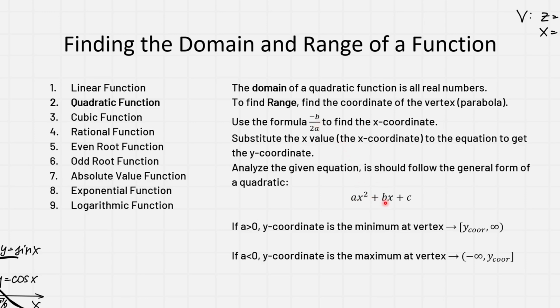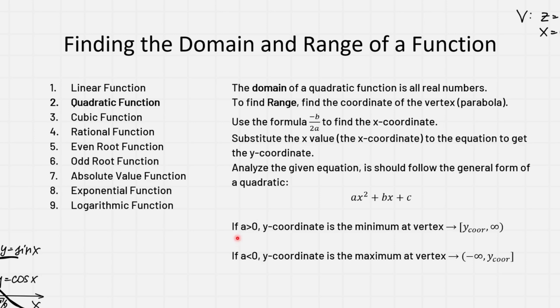B is the coefficient of the middle term, and those values will be used in order to find the x coordinate. And once you already find the x coordinate of the vertex, you will substitute the x coordinate in your given equation so that you can get the y coordinate. And after having this y coordinate, you just need to analyze it. So we have this given condition.